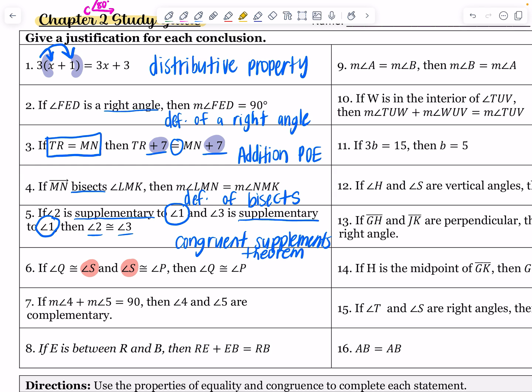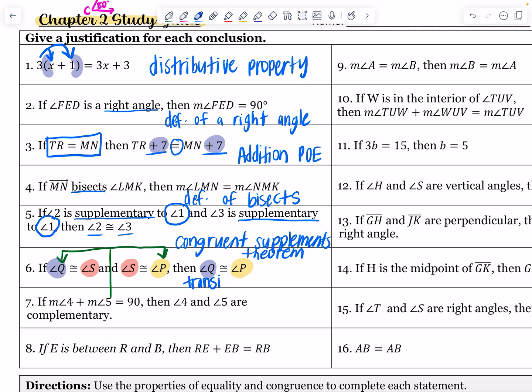All right, the next one, number 6, says if Q is congruent to S and S is congruent to P, well, let's look at this. I like to color code. What's our middleman that is congruent to both of those? S. Our transition person is S. S is congruent to both angle Q and angle P. So the transitive property tells me that I can also know that Q is congruent to P because they're both congruent to S. That is going to be our transitive property.